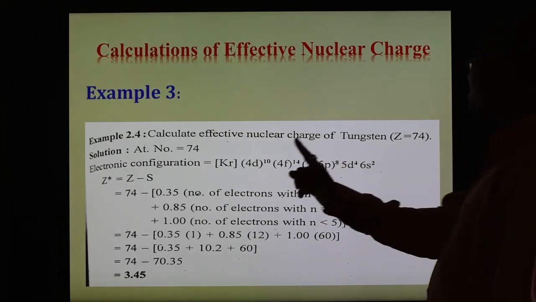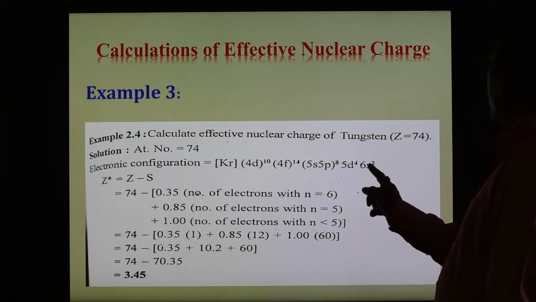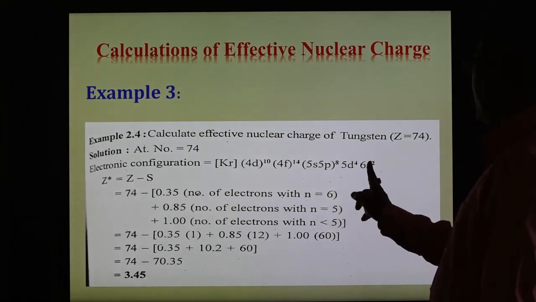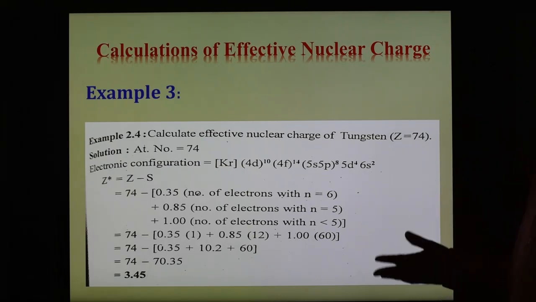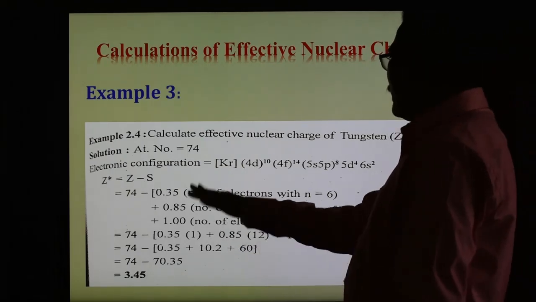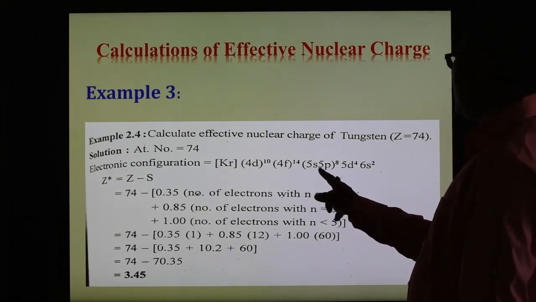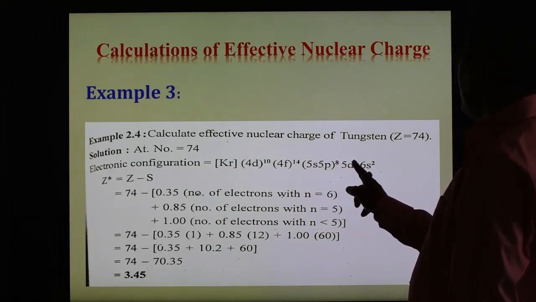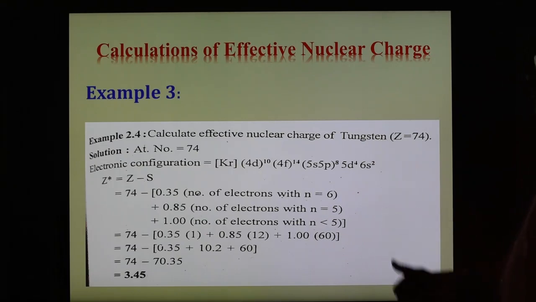So here, start from 0.35 into the number of electrons with n equal to 6. So one electron we can take here. Out of 2, 1 we can take, but the last electron does not contribute. Then for n minus 1, 0.85 into the number of electrons with n equal to 5. So in this case, 8 and 4, total 12 electrons are there. And then 1 into the number of electrons with n less than 5.